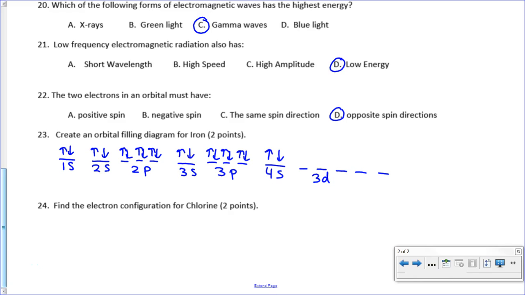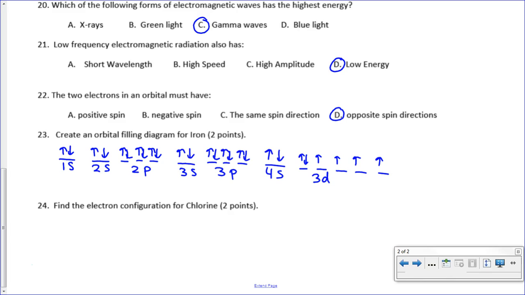Or you could, if you want to go the long way, note that iron is atomic number 26. If it's in its neutral state, it has 26 electrons. If you count the ones that we have already, we have 20, so we have 6 more. But I think it's easier if you just look at the D block and see that iron is the 6th element in, so it's going to have 6 electrons in this D block. We go up, up, up, up, up, and then down. That's 6 electrons. So that is the orbital filling diagram for iron.